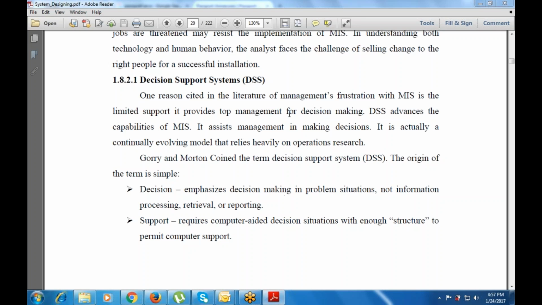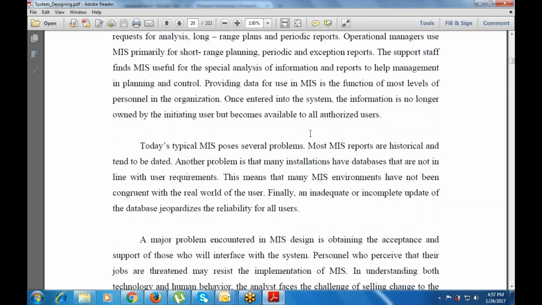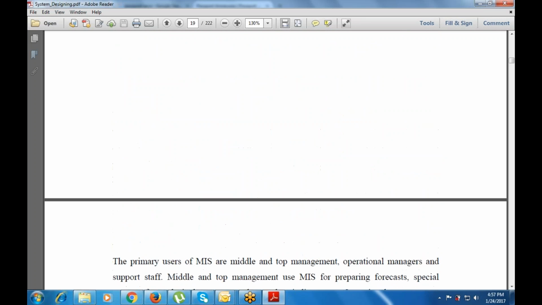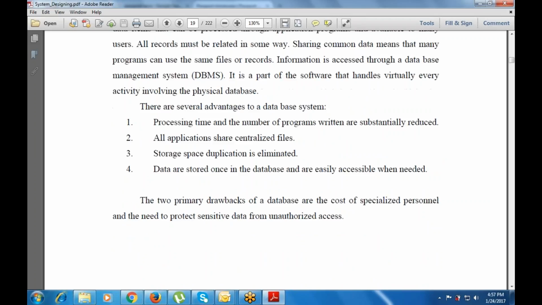Yes, this DSS also faces the challenge of replacing the MIS. The MIS report will be taken out with the data. There are various advantages by which we can access it. Our application has a centralized file. Centralized means the same file. Storage space duplication is eliminated. Data are stored once in a database and are easily accessible with less processing time.